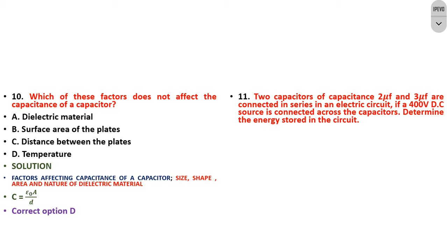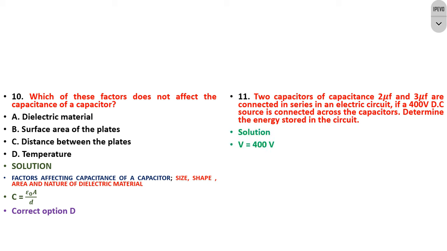Question 11 says, two capacitors of capacitance 2 microfarad and 3 microfarad are connected in series in an electric circuit. If a 400 volt direct current source is connected across the capacitors, determine the energy stored in the circuit. These are things we have handled before. The energy stored in a circuit, we've solved one here, and we are still going to consider the quantities we have here and pick another expression to solve this.